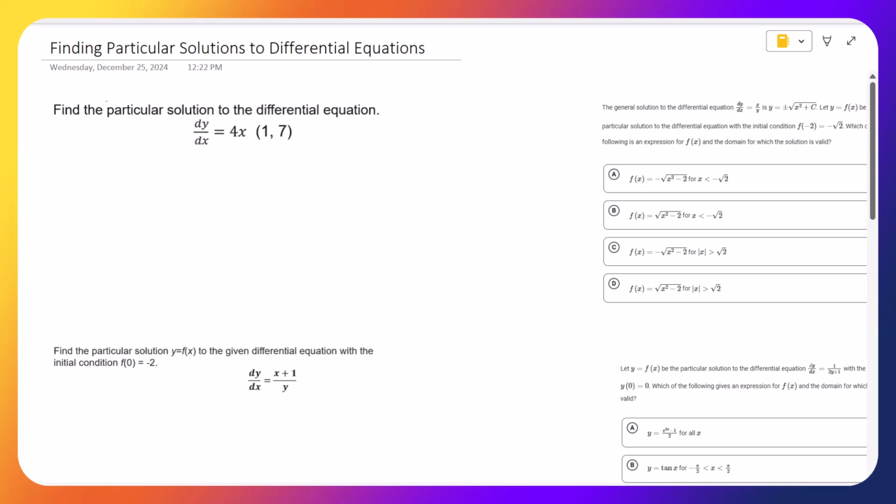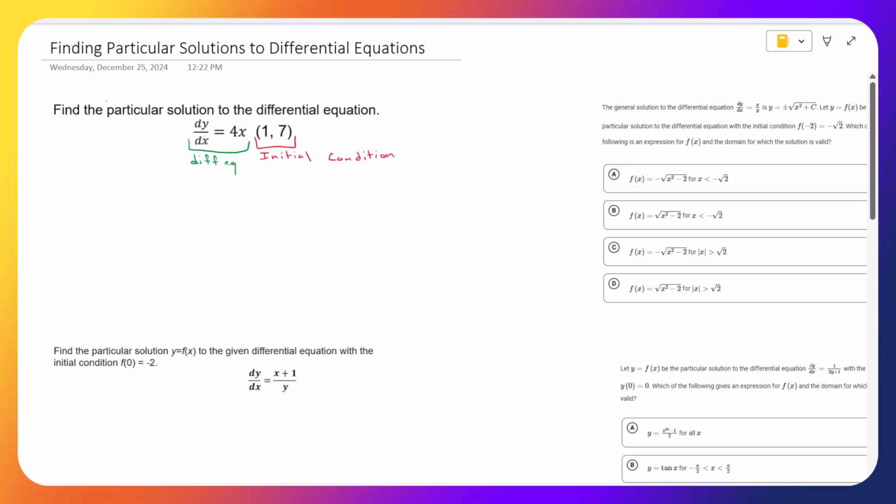And what we need to find a particular solution is first we need two pieces. We need our differential equation, and we also need an initial condition, which means we need a point.